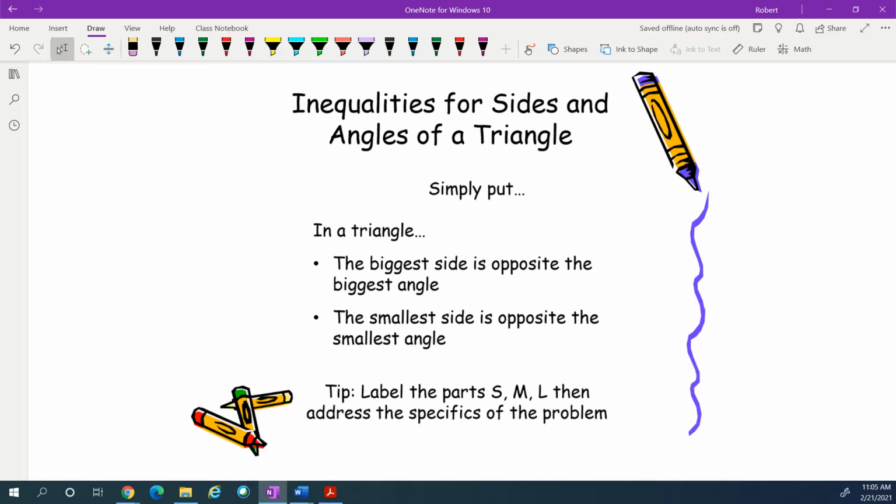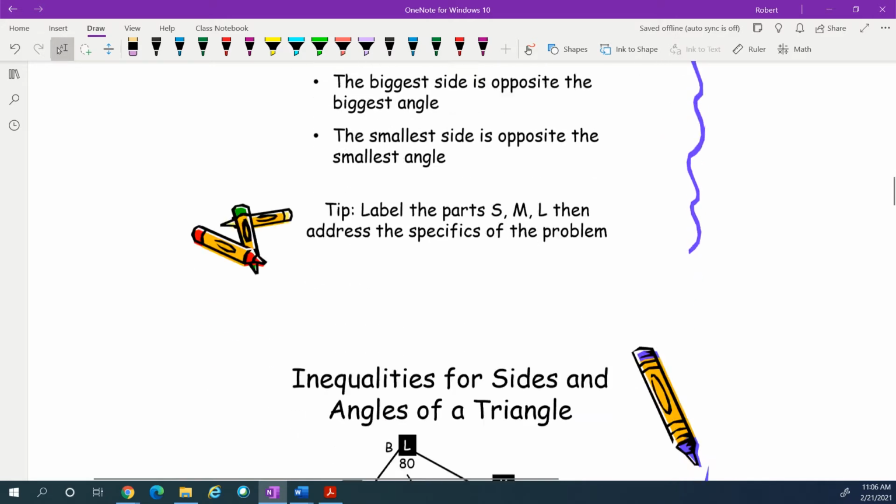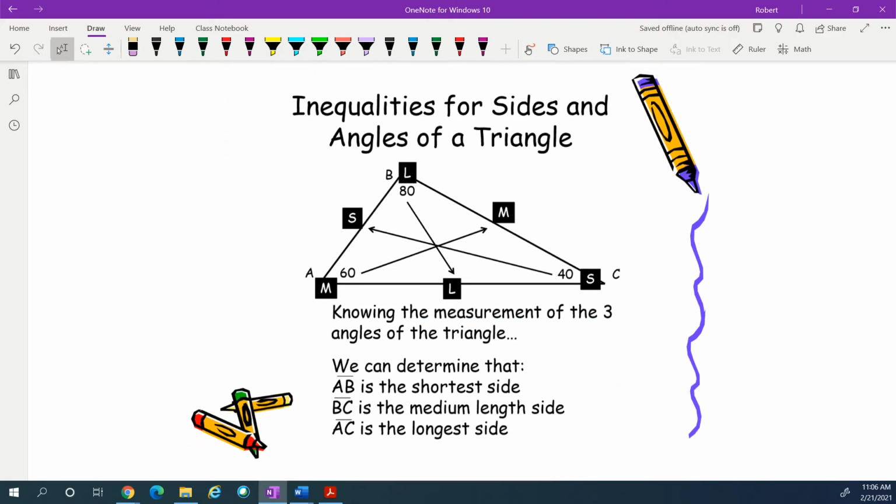Think about the idea that there's three sides and they're all different measurements. So maybe we can label them small, medium, and large, and the angles as well. If they're all different, then I like to label them small, medium, and large. And then I can put them in whatever order I have to. But I'm going to use the simple approach that the biggest angle is opposite the biggest side, the smallest angle is opposite the smallest side. Obviously, the medium is opposite the medium. So we can do this in whatever order we have to. So let's go through the exercise and just understand what we're saying here.